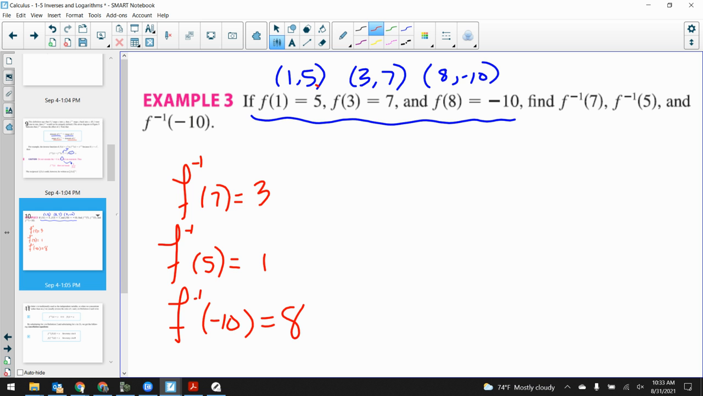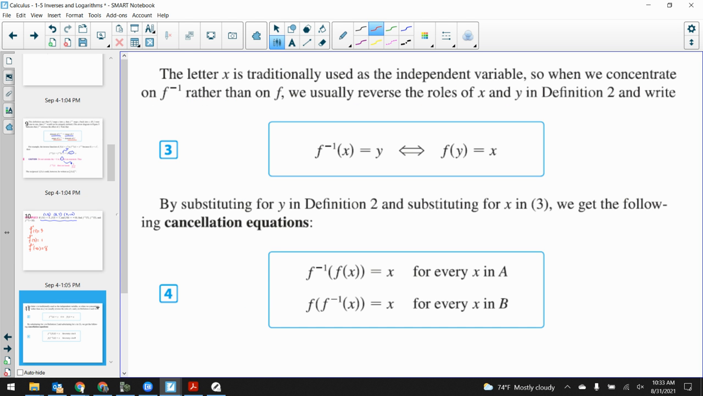And that statement right there is really powerful. X's and y's are going to flip. That's how we create the inverse function. If I want to generate the inverse function, you need to switch x and y and resolve for y. The letter x is traditionally used as the independent variable. So when we concentrate on f inverse, we basically say, okay, f inverse of x is equal to y. That means that f of y is x.